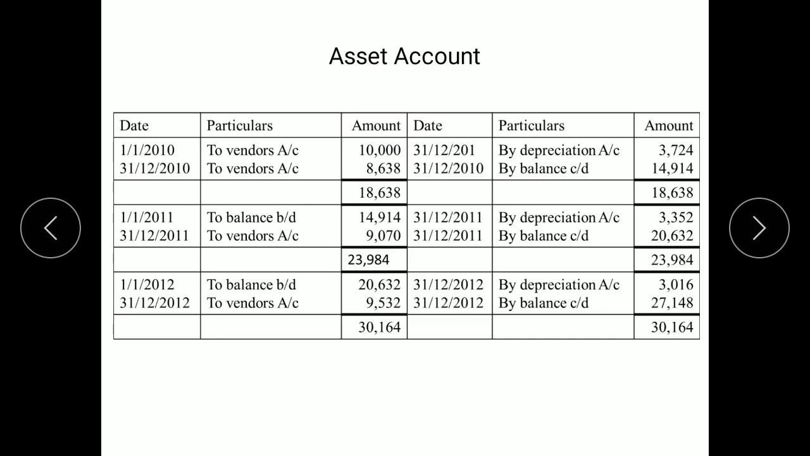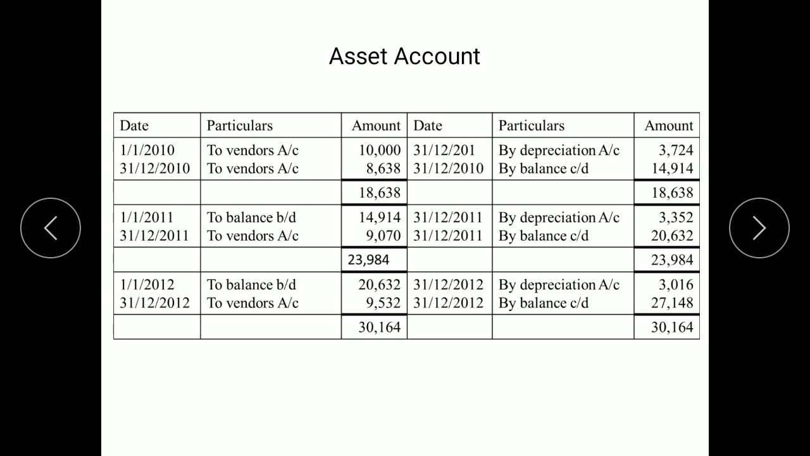Then at the end of the year, when the installment becomes due, the journal entry was asset account debit, interest account debit, to vendors account. So here we are writing to vendors account with the amount of principal. We are writing only the principal amount over here. So the first entry is for advance due, the second entry is for the principal amount which is due.